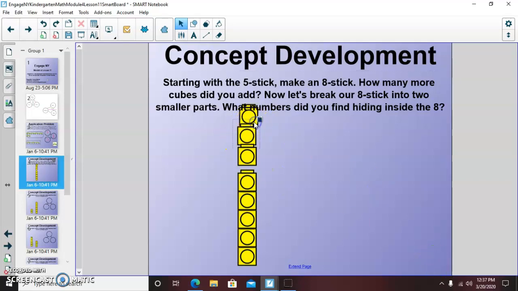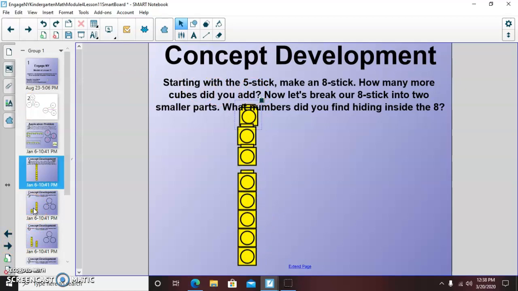Now they just want us to talk about, they don't need us to draw a number bond, but they want us to talk about the 2 parts we found. So let's look at how we broke this apart. We started with how many right here? Very good, 5. So 5 would be one of our parts. And then how many did we have to add to get to 8? Let's count. 1, 2, 3. So we have 5 as one of our parts, 3 as our other part, and together we have 8.